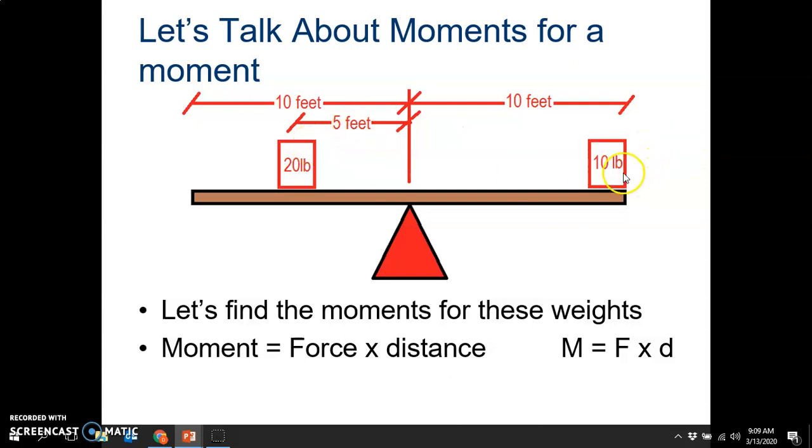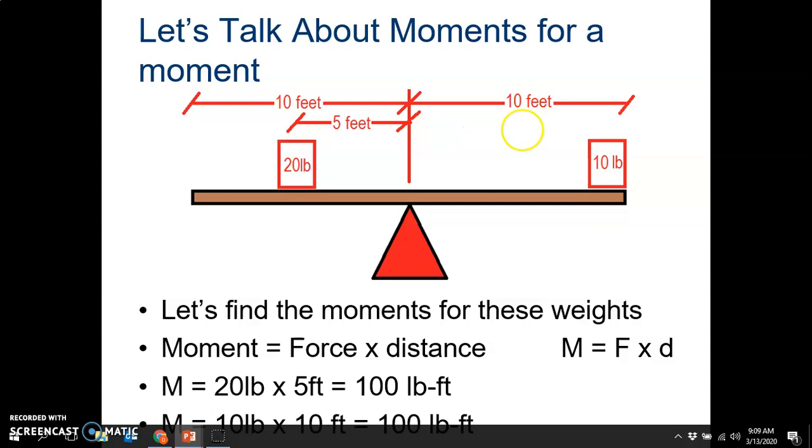And with this one, 10 pounds times 10 feet is equal to 100 foot-pounds also. So because they would be the same, but they would be in the opposite direction, this would be doing, again, counter-clockwise, this one clockwise, they would cancel.